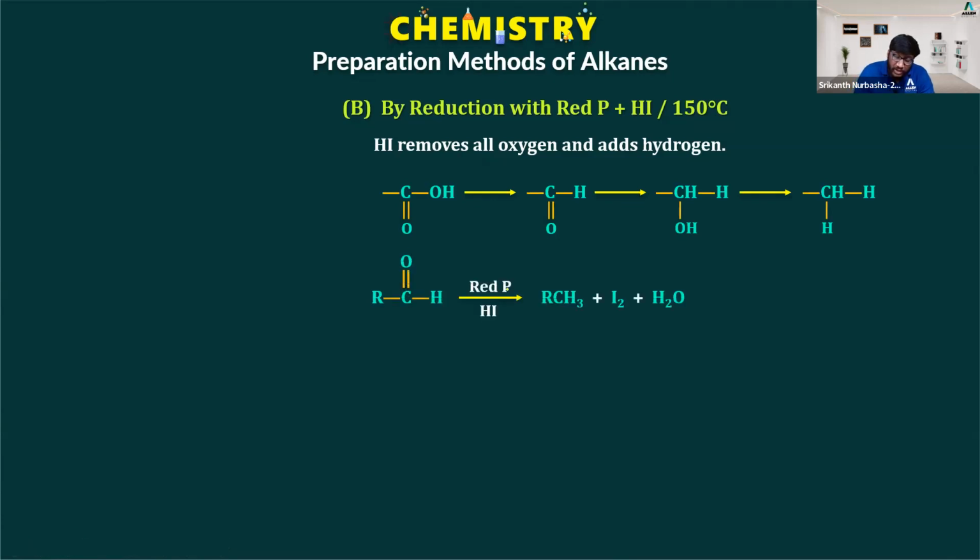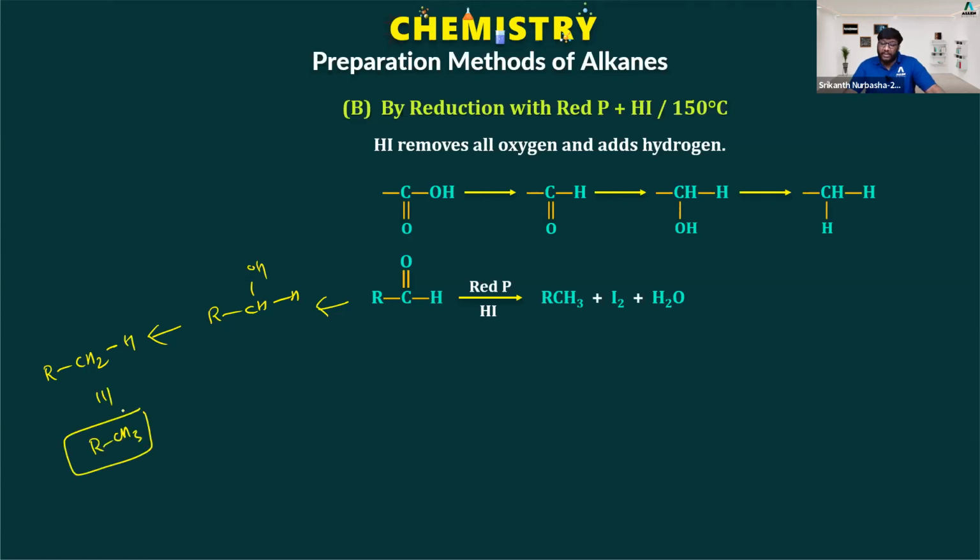R-COOH, with red phosphorus in the presence of HI, forms what? R-COOH will first form RCHO, then RCH2OH, and then RCH3. R-COOH treated with red phosphorus in the presence of HI forms RCH3, and I2 is released. Along with that, H2 is evolved.